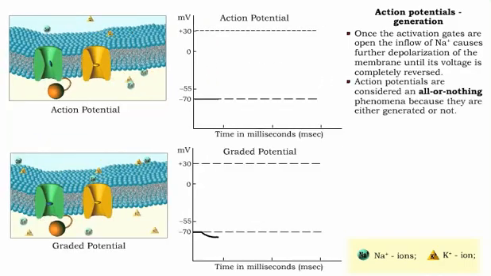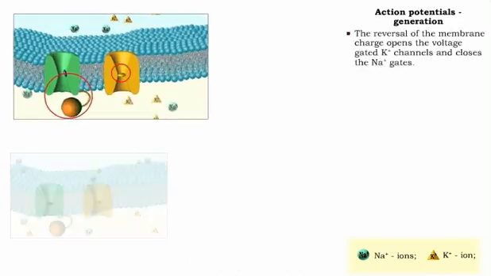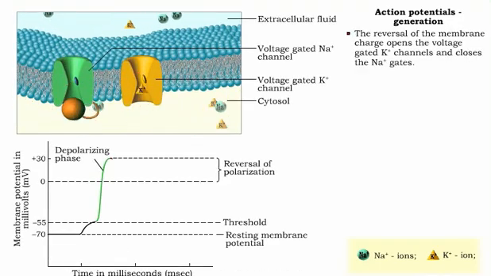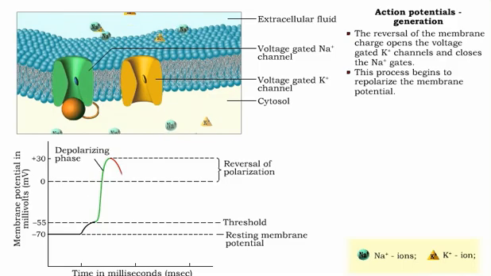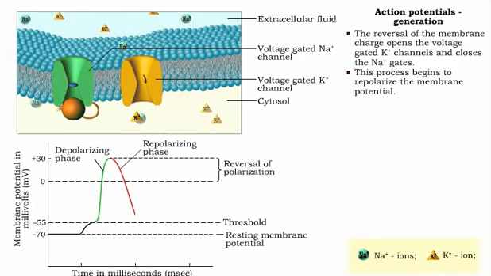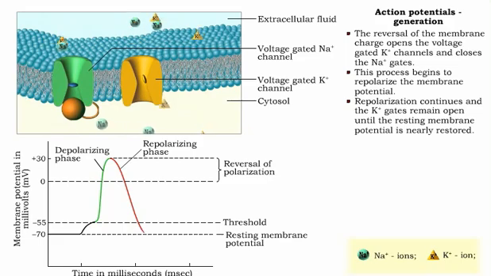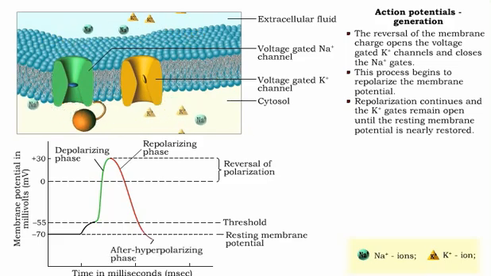Because action potentials are either generated or not, they are considered all-or-none phenomena. The reversal of the membrane charge begins the process of repolarization. Potassium channels come into play, allowing potassium ions to flow out of the cytosol. Sodium gates close. Repolarization continues, and the resting membrane potential is partially restored.